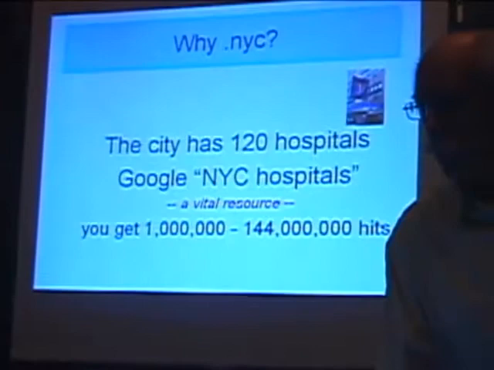And same with hospitals. This is a vital resource. You've got a pain in the back, you want to have something done with it, you go on Google, boy, you'll be dead before you find something good. Between 1 million and 144 million hits you'll get for this vital resource. So why .nyc? So you can find things.